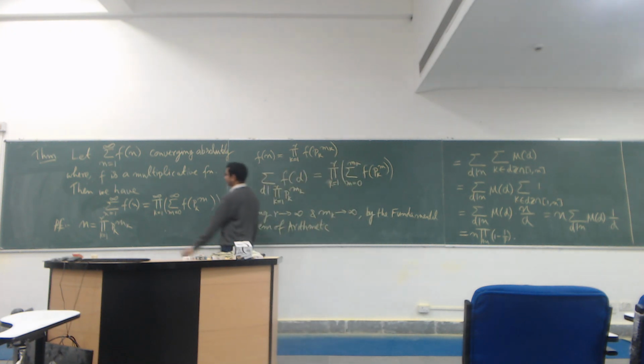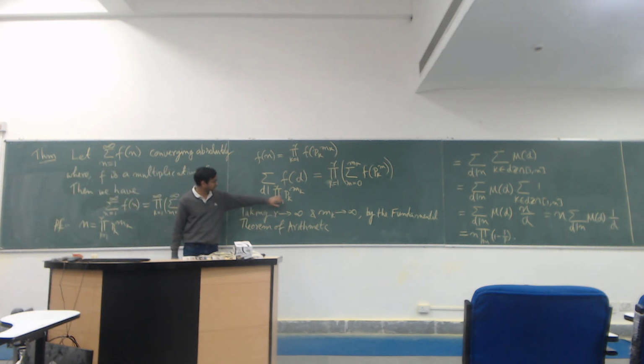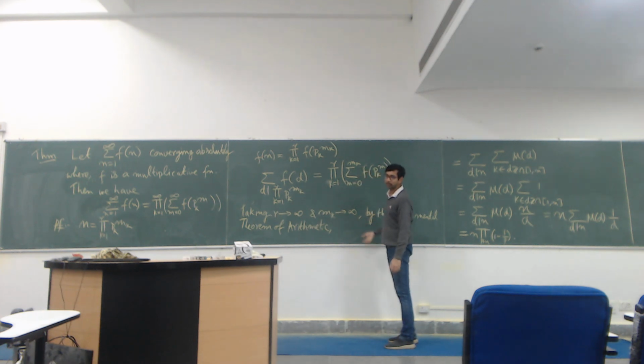The left hand side, by the fundamental theorem of arithmetic, because it says that every n has a prime decomposition in this form. And now you are taking the number of primes arbitrarily large, and you are taking the powers arbitrarily large as well. So you are capturing all the integers by the fundamental theorem of arithmetic, because every integer has a prime decomposition. Right? So this sum runs over all the integers, and on the right hand side you are getting both this product and this sum which is infinite.